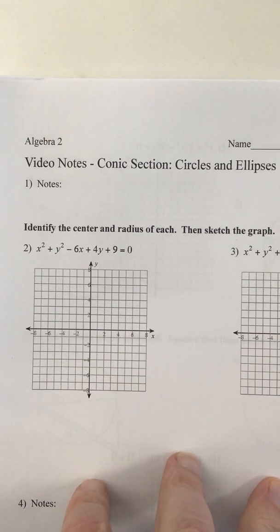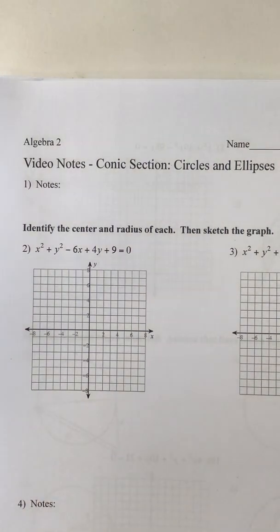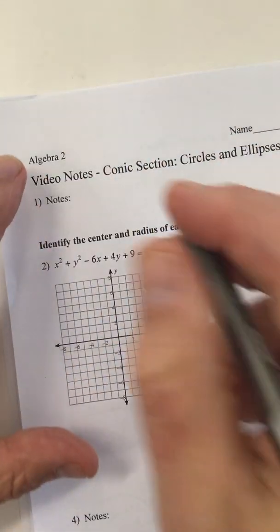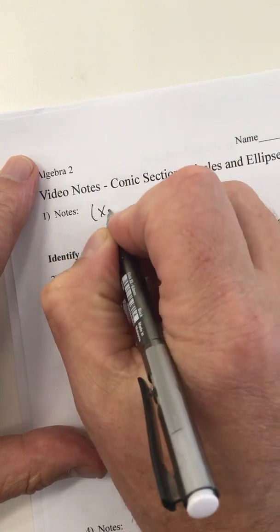Okay, so I put circles and ellipses in the same section because they're almost the same thing. I want to connect how all of these shapes are related. These are also sort of related to a parabola like we just did, but circles and ellipses are very much the same thing. So here's the general idea of a circle. Here's the standard equation of a circle. It's written like this.